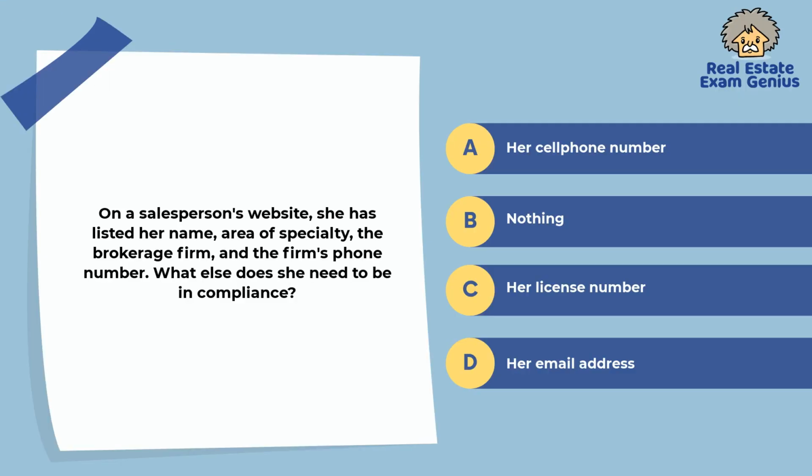On a salesperson's website, she has listed her name, area of specialty, the brokerage firm, and the firm's phone number. What else does she need to be in compliance? Her cell phone number. Nothing. Her license number. Her email address.